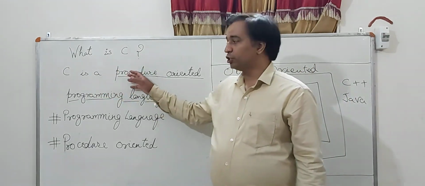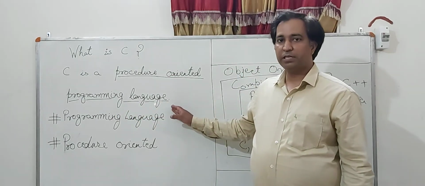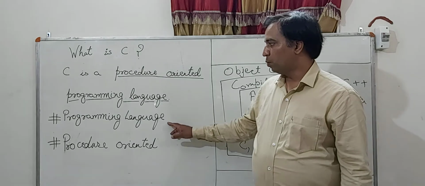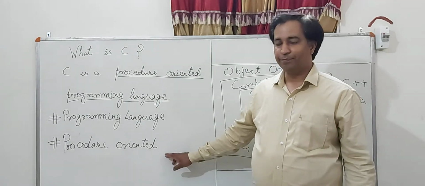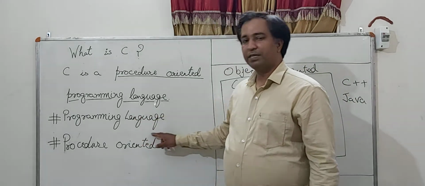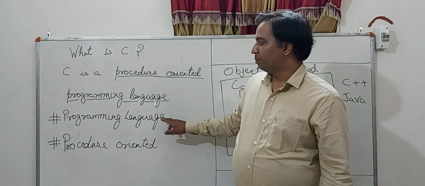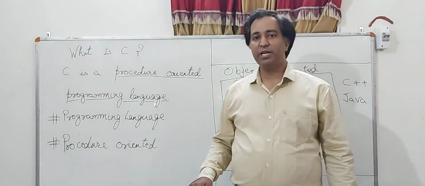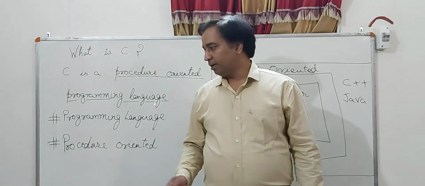C is a procedure oriented programming language. Now in this definition there are two keywords. One is programming language and the other one is procedure oriented. Programming language means it is a language, as the name suggests. It means such a language in which you can create your own programs, right?